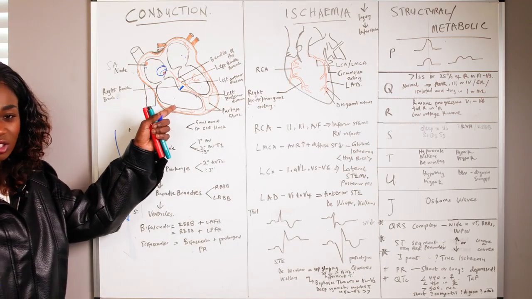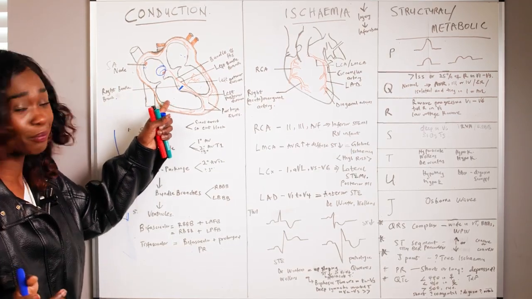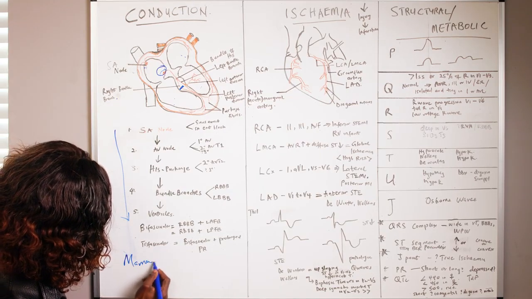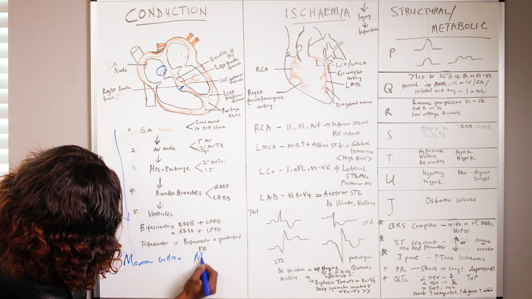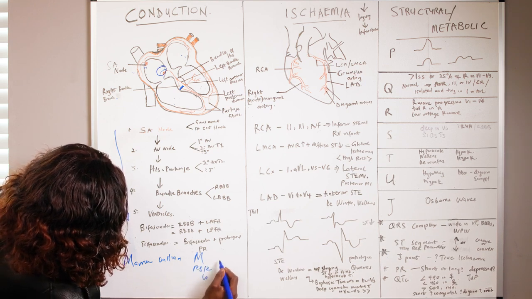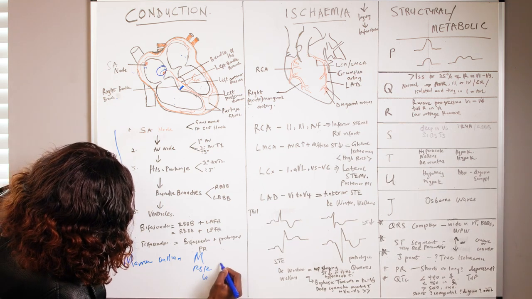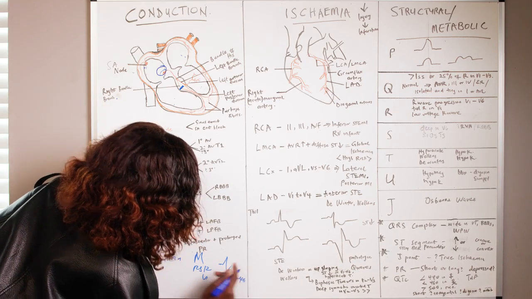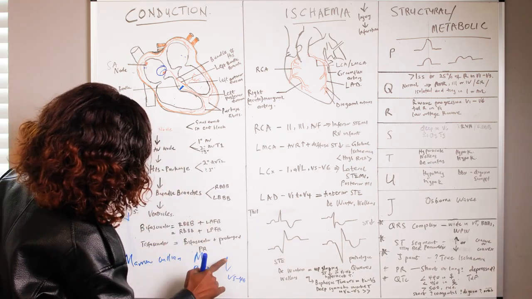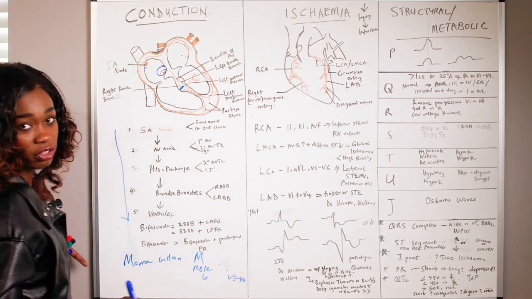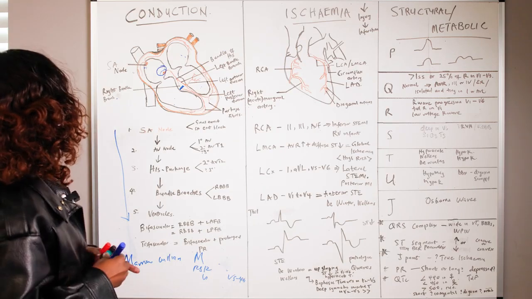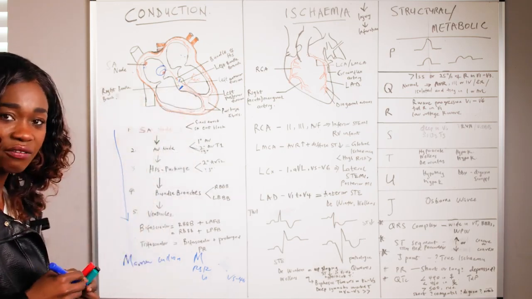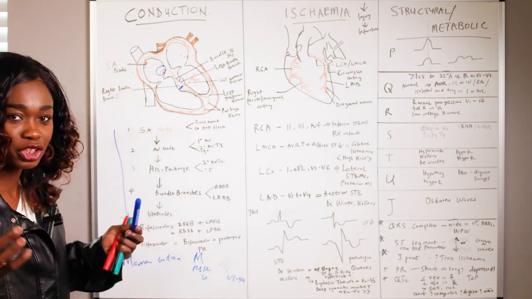Now, if there's a block at the level of the right bundle, what do you think will happen here? You got it right, the right bundle branch block. And that is where we talk about the WilliaM MarroW pattern. That's your RSR prime in V1 and your W, right? Another pattern going on in your V5 to V6, or your RS pattern going on there. So you could take basically quite a number of forms in your V5 to V6. Now, if there's a branch block going on here at the level of the left bundle, what are you going to have? You're going to have a left bundle branch block.